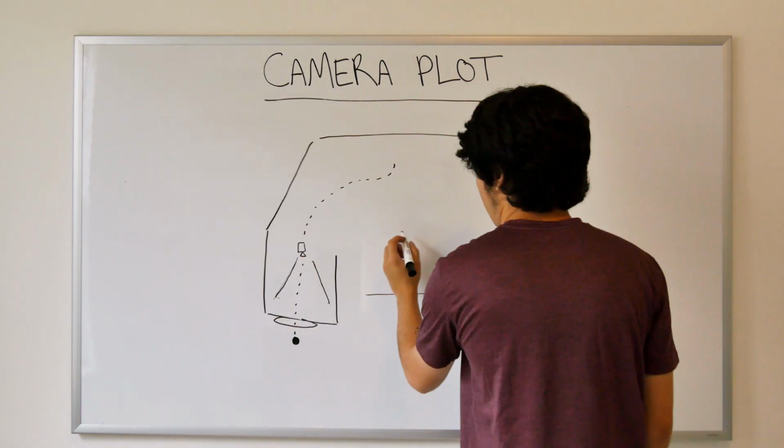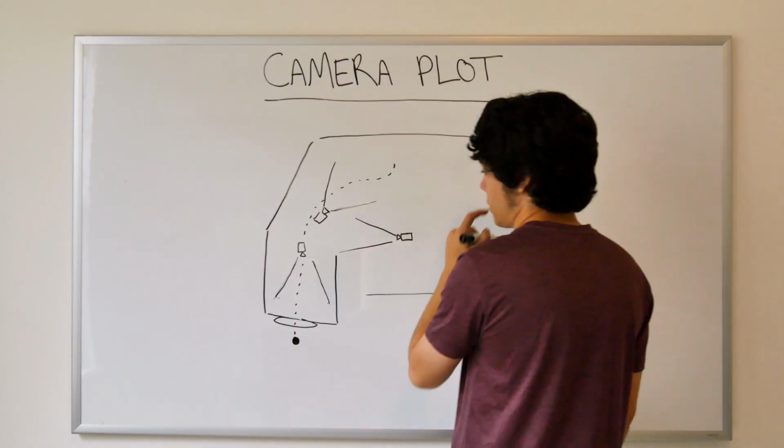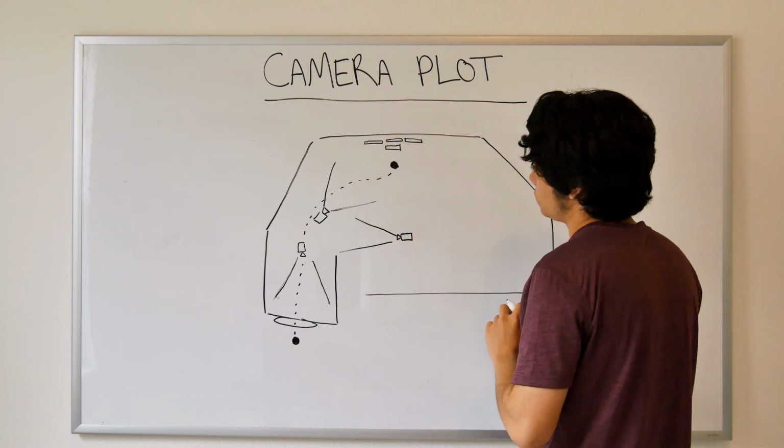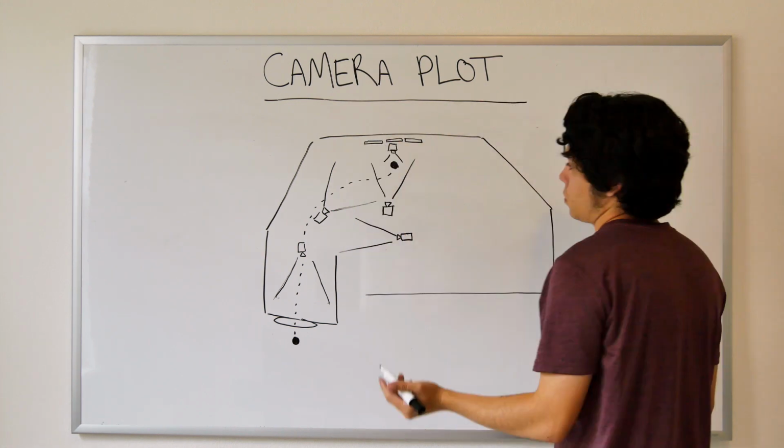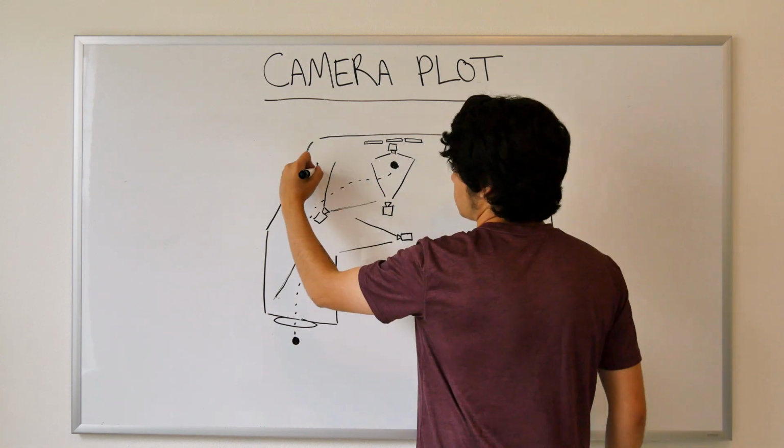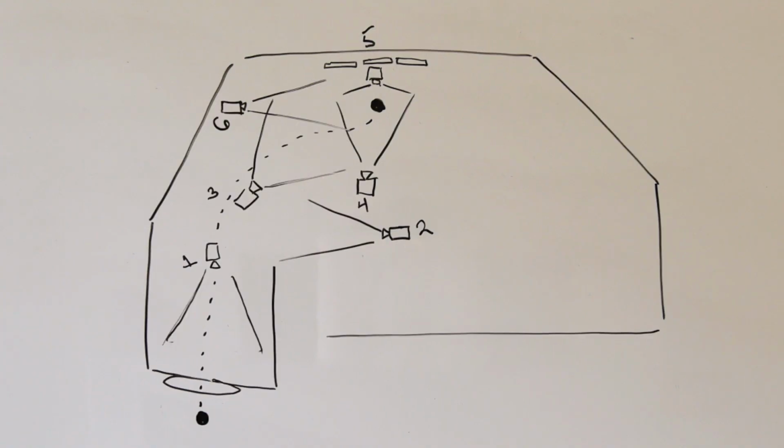Another thing you're going to want to do during the blocking stage is create a camera plot. So you want to figure out what coverage you're going to need in your scene, the basic action. We want to capture all the different angles that we might cut to during the scene. And if you want to get really fancy, color coding the cameras and numbering can also be really useful.